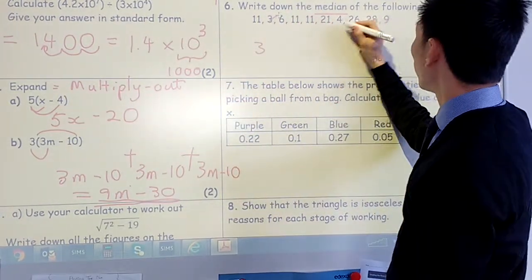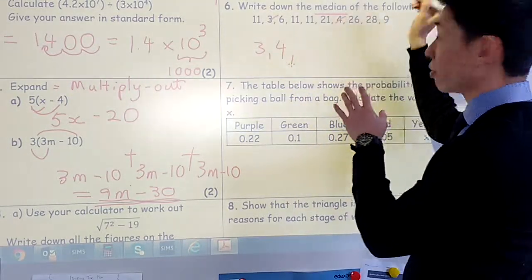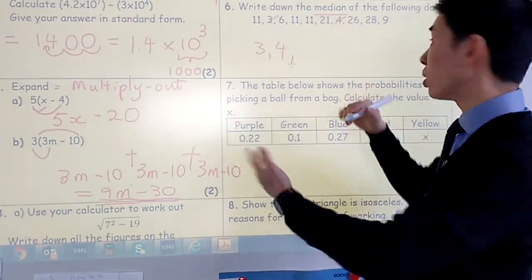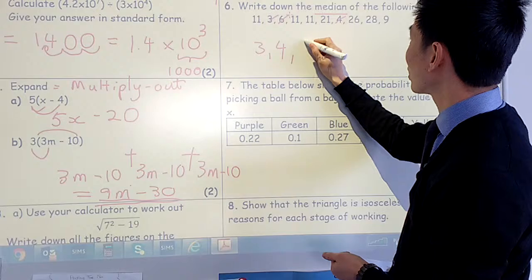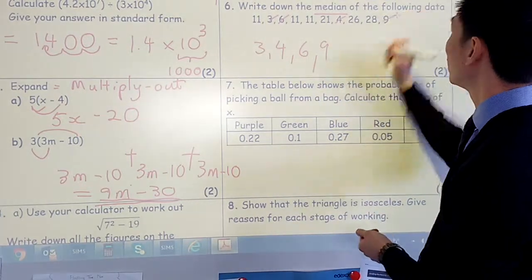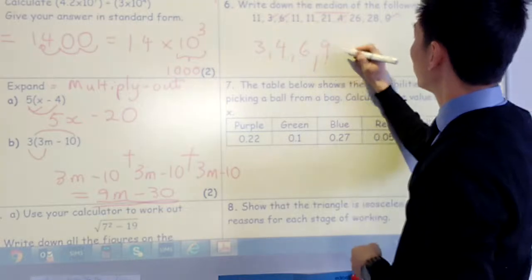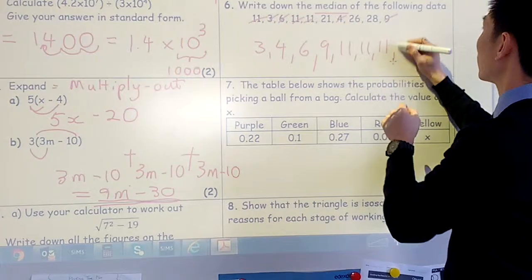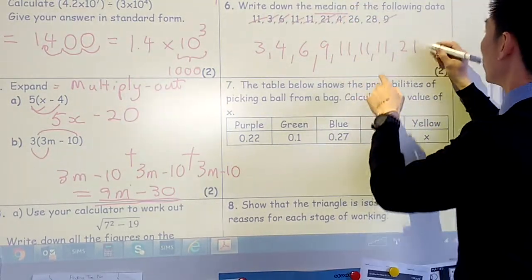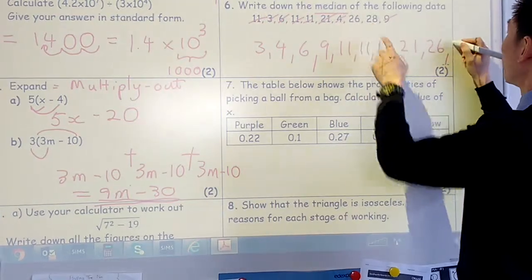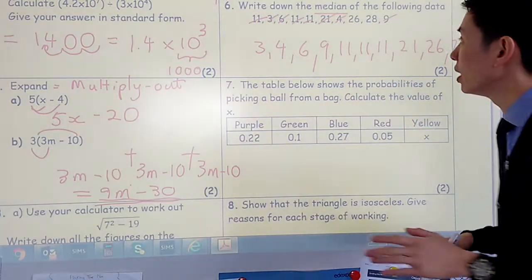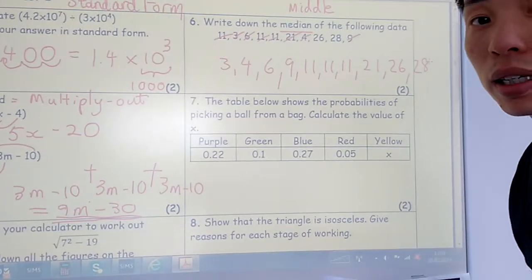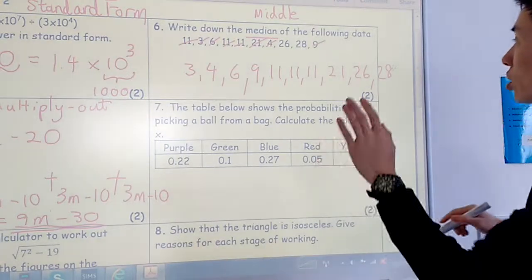Cross it off. 4. It's a very good idea to cross the value off, because quite often people just miss out one number or do too many. Okay, so 6, 9, and then triple 11, and then 21, and then 26, and then finally 28. Okay, so let's just move you onto this side.